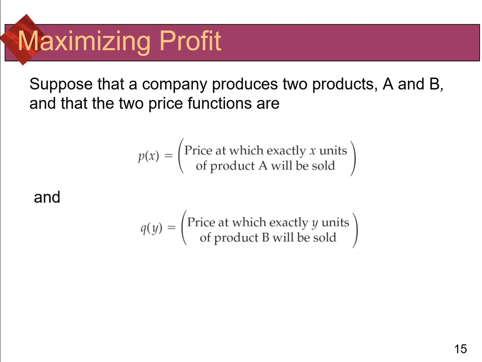Suppose that a company produces two products, A and B, and that the two price functions are P of x and Q of y. Sometimes they'll say, like, P sub A. I've seen them write it this way sometimes, and then sometimes you'll see me write it this way. P sub B. I'm still using it in terms of x and y, because they're usually two different products and I'm counting different units.